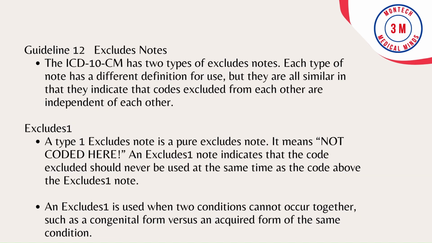Guideline 12: Excludes Notes. The ICD-10-CM has two types of excludes notes. Each type of note has a different definition for use, but they are all similar in that they indicate that codes excluded from each other are independent of each other. Excludes 1. A type 1 excludes note is a pure excludes note. It means not coded here. An excludes 1 note indicates that the code excluded should never be used at the same time as the code above the excludes 1 note.